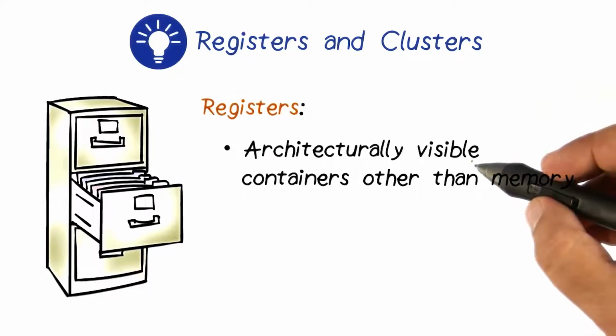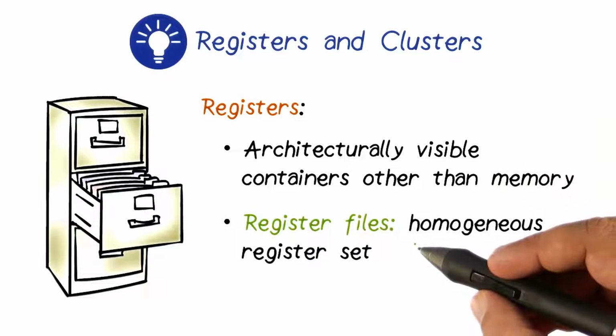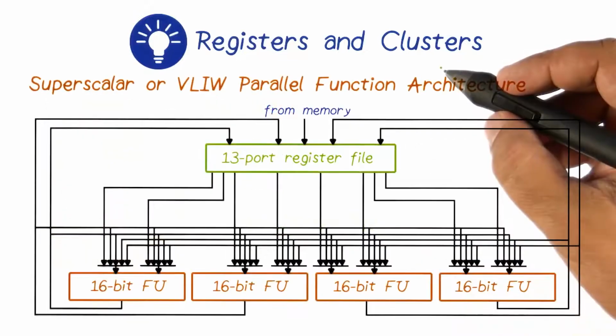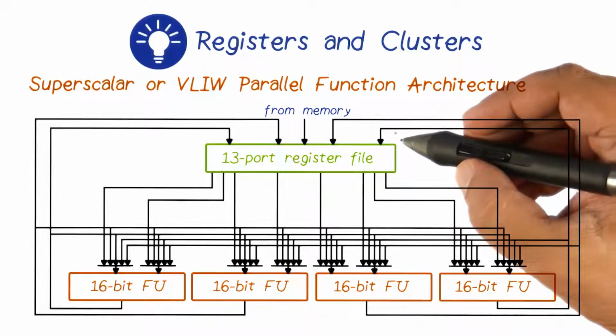So what are registers? We all know that registers contain data, and registers are individually named as R0, R1, R2, unlike memory, which just has an address. Since we have lots and lots of registers, sometimes the registers are organized into files or groups. So let's turn our attention to how registers are organized as far as the superscalars or VLIW is concerned.